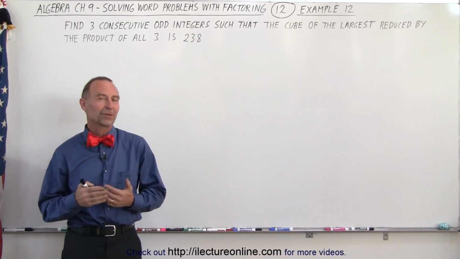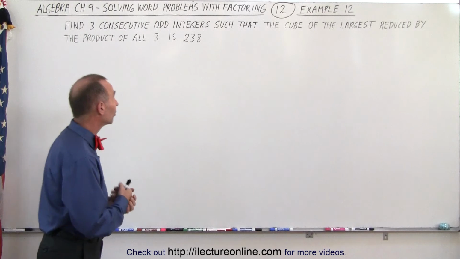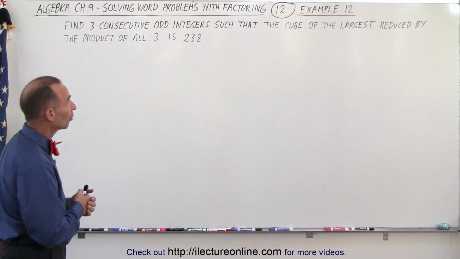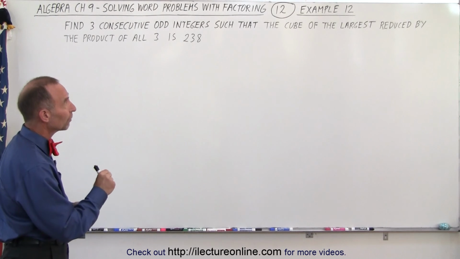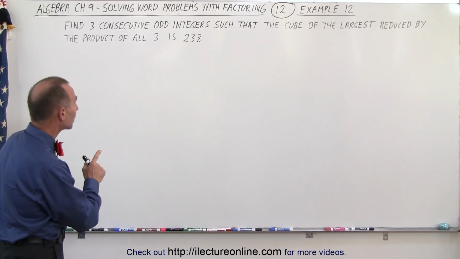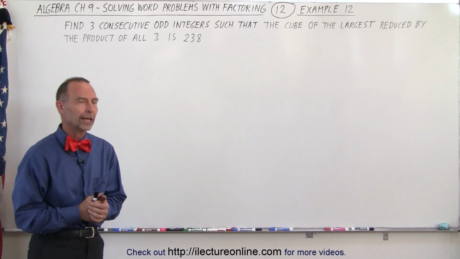Our next example is kind of interesting. It reads as follows. Find 3 consecutive odd integers such that the cube of the largest of the 3 reduced by the product of all 3 is equal to 238.